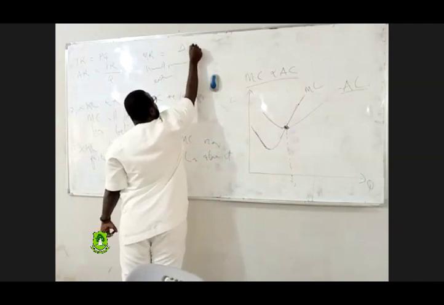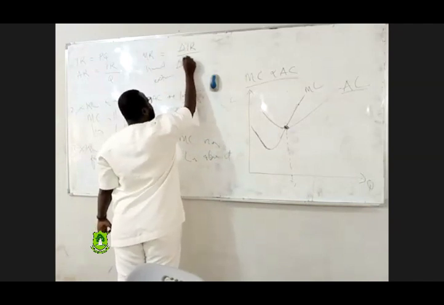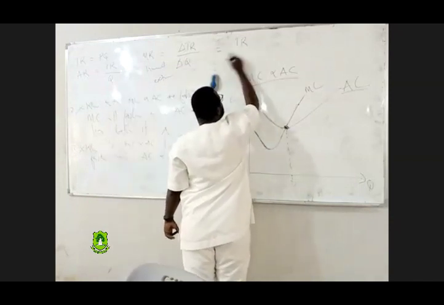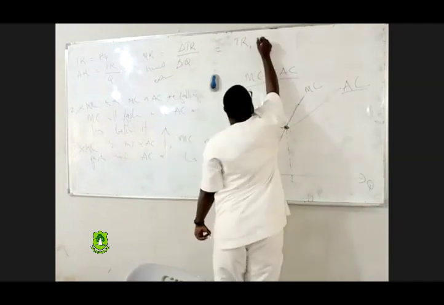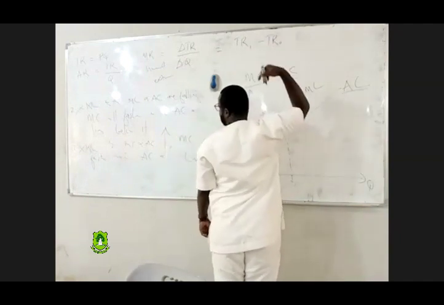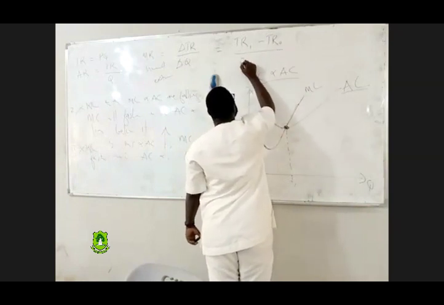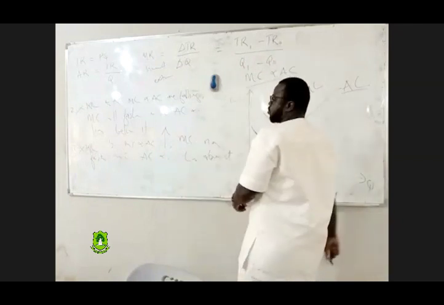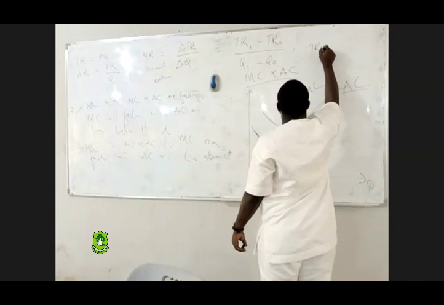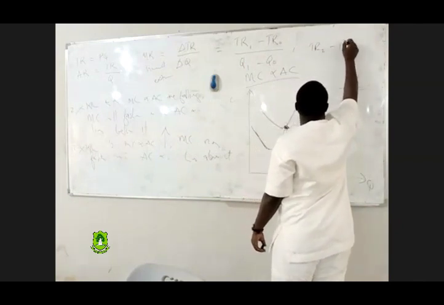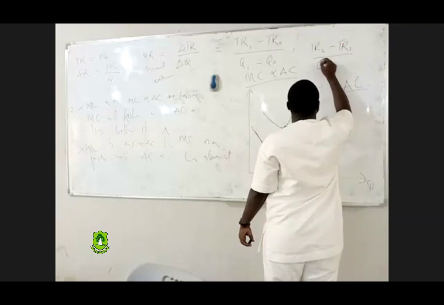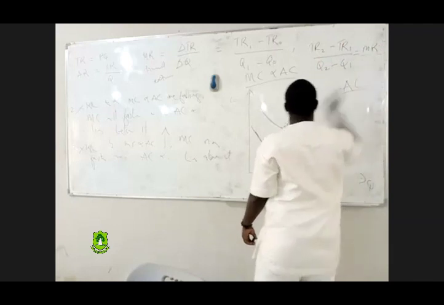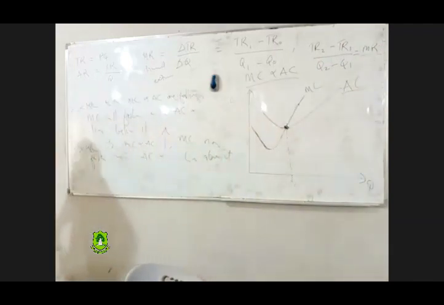So in this particular case, that extra addition to your total revenue will be the change in total revenue, all over what? All over change in quantity. In other words, it is the current total revenue, say total revenue 1 minus total revenue 0, which is the previous one, all over quantity 1 minus what? Quantity 0. Or it could also be your total revenue 2 minus total revenue 1 all over quantity 2 minus what? Quantity 1. This will give you the marginal what? Revenue, which is very important to a firm.